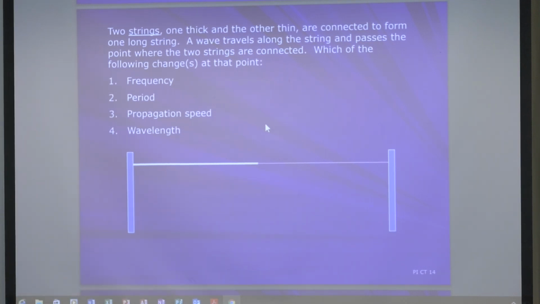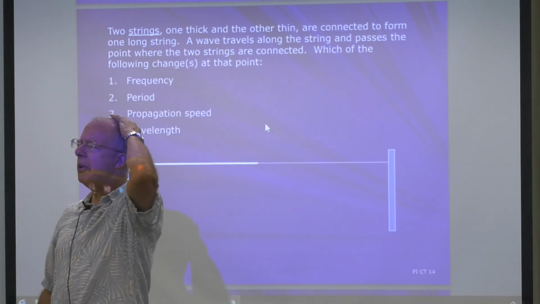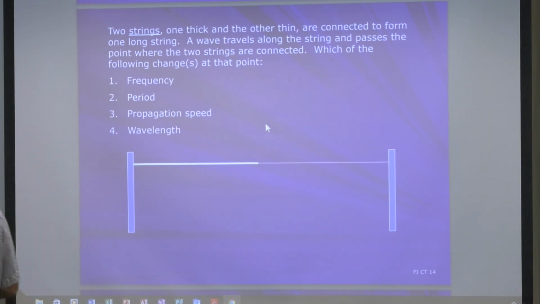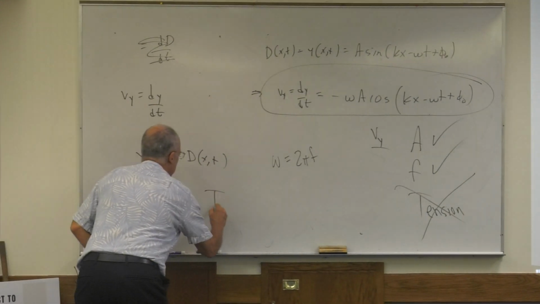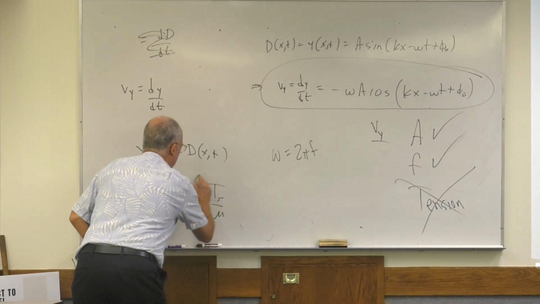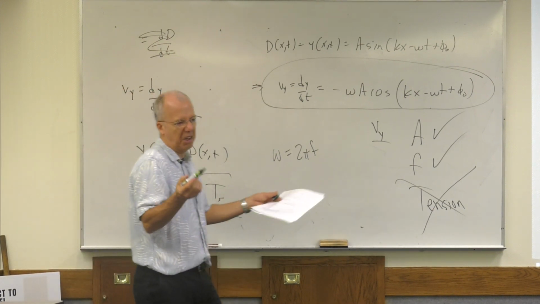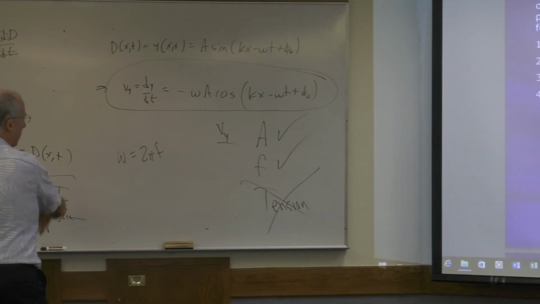Okay, this is a challenging question because you can't read it. All right, 2 strings, one thick and one thin. What are you thinking of when you see that? Where have you seen anything that has to do with thickness or thinness? The only equation that has it is the velocity of the string, which is the square root of the tension over mu, the mass per unit length. So that has to do with thin or thick, density. We probably are going to use this equation somewhere.